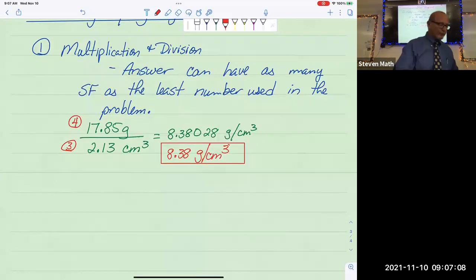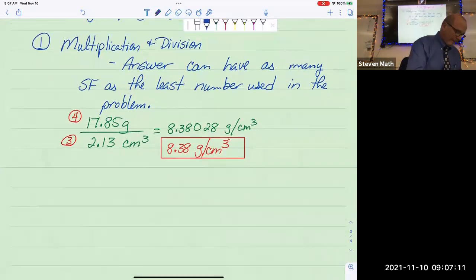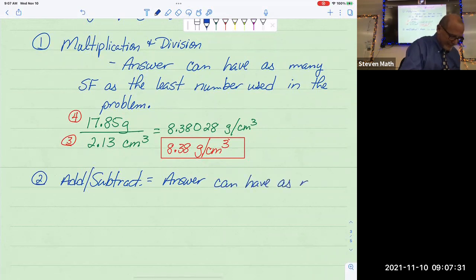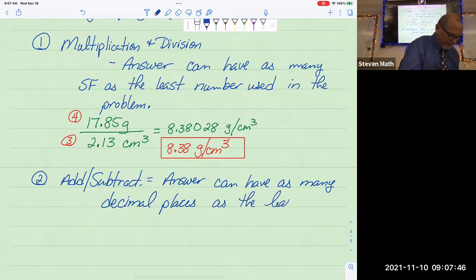Multiplication and division is easy, and that's what we do most of. When we do have to add and subtract, the rule's a little bit different. Your answer can have as many decimal places. Now it's not sig figs, now it's decimal places. As the least in the problem.